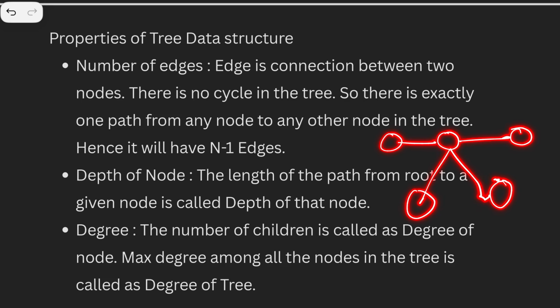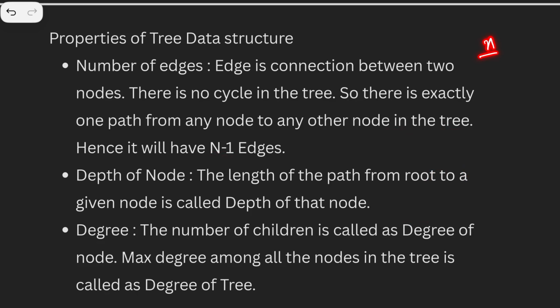And imagine you have n-2 edges. That means all nodes are not reachable from every other node. But the tree is a special data structure where every single node can be visited from any other node. You can travel by the edges to any other node. Also, there are no cycles. So this gives us the total number of edges as n-1. So if there are n nodes, then there has to be n-1 edges.